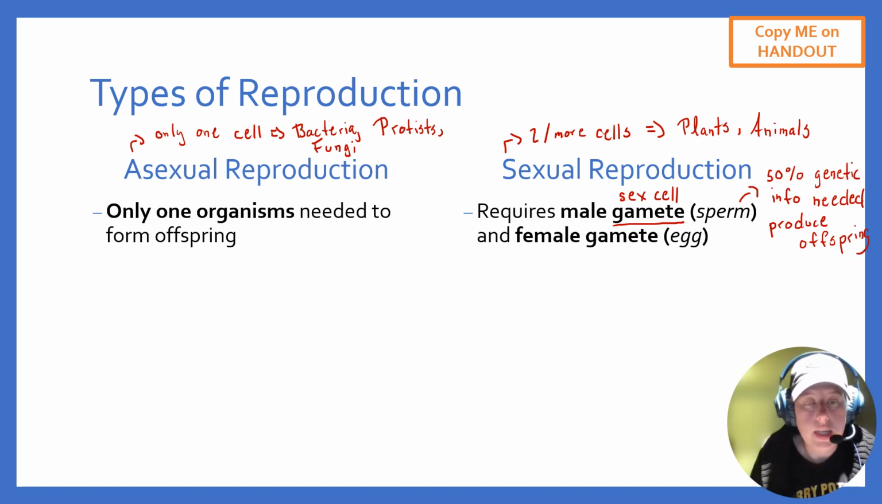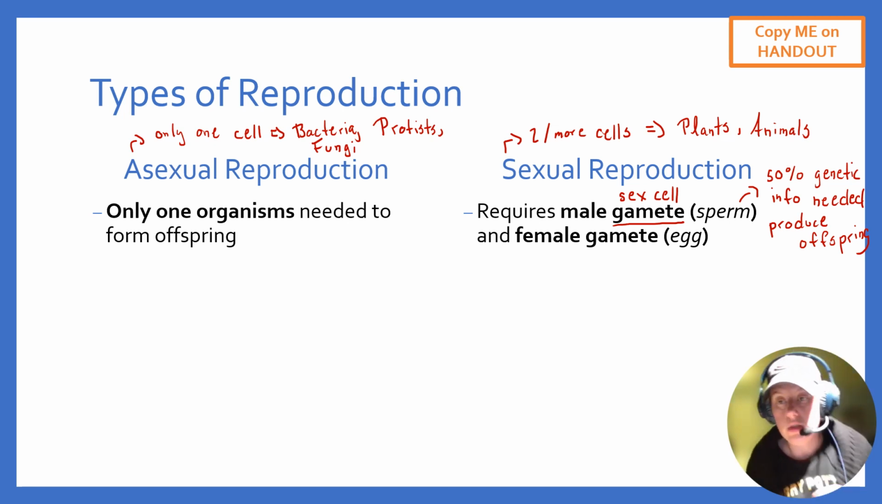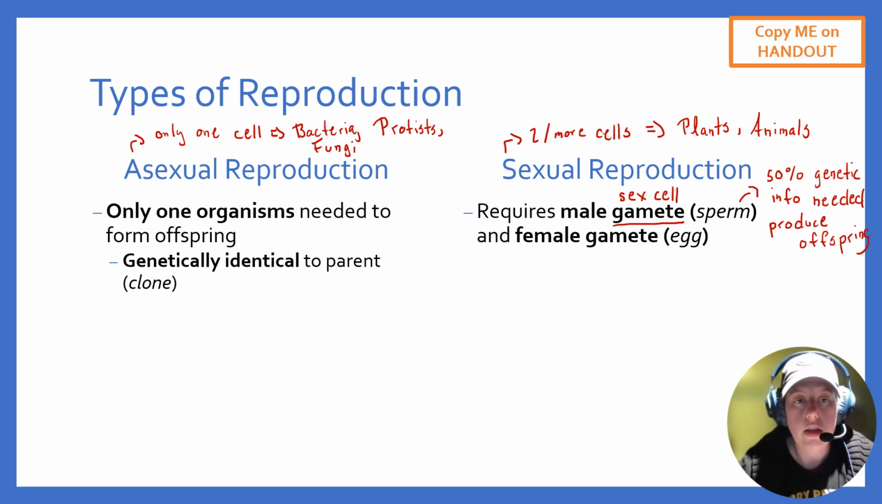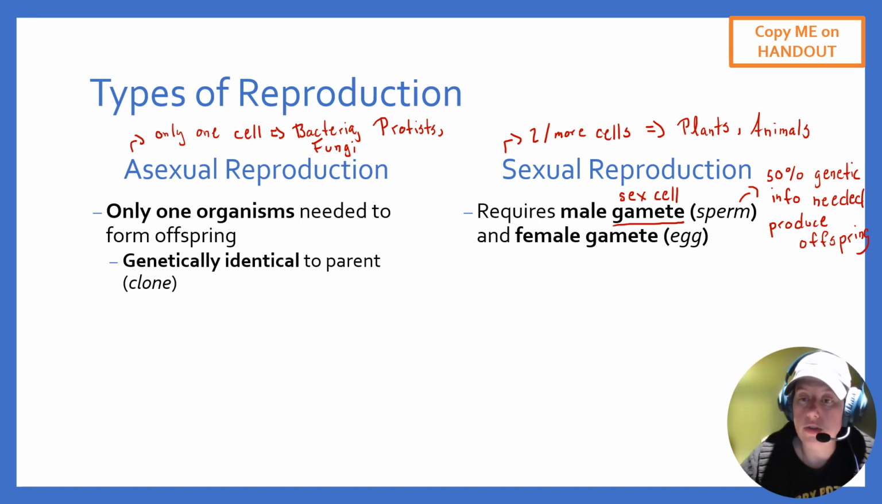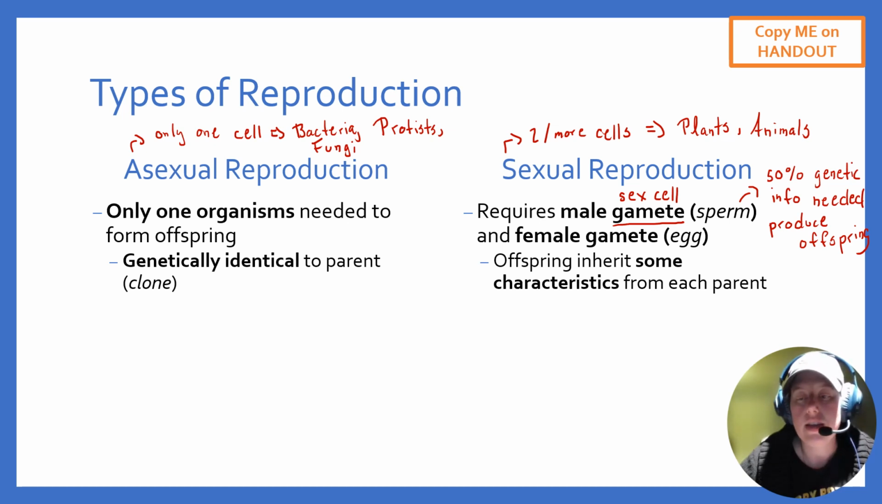Whereas for asexual reproduction, because you only have one organism, it is going to introduce 100% of the genetic information needed to reproduce, meaning that in asexual reproduction, the offspring is genetically identical to the parent. So basically, they're forming a clone. Whereas in sexual reproduction, because you have 50% of the genetic information contributed by the male sex cell and 50% of the genetic information contributed by the female sex cell, it is inherently different from both parents, and it will inherit some of the characteristics of each parent.